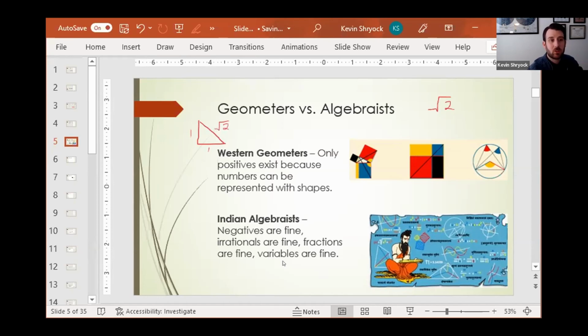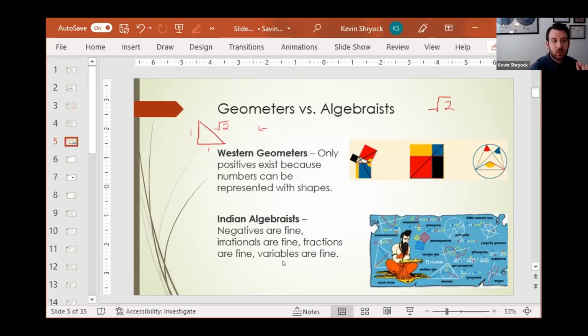So to a geometer, the square root of 2 only came into existence when they found it through a physical construction, a drawing. Versus if you were to talk to an algebraist from the Middle East or India, an algebraist was concerned with trying to solve equations. So to an algebraist, negatives were much more readily acceptable. They solved plenty of equations, versus geometers did not use negatives for most of their constructions.